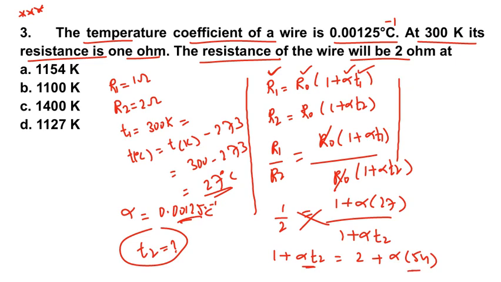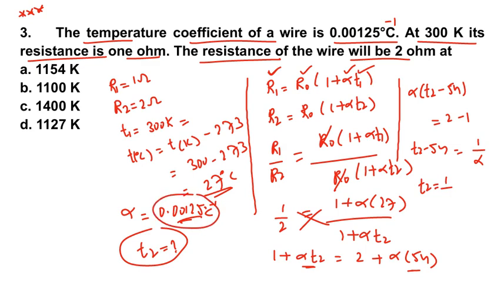Take alpha common and send that side: T2 minus 54 equals 2 minus 1. So what you will get? T2 minus 54 equals 1 by alpha. What is the alpha value here? You can substitute here. T2 equals 1 by alpha, how much is given? The temperature coefficient is 0.00125. Just substitute here.